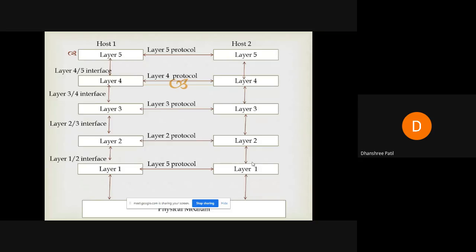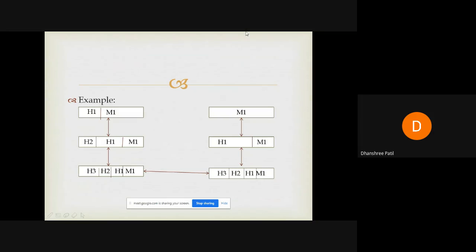Okay, so let's see, this is the example of what is actually happening in every layer. What happens in each layer and how data is sent is given over here. For example, at the first layer suppose my data is m1, so a header is added for this data. When it reaches the next layer it also adds its own header. Again, next it adds its own header.